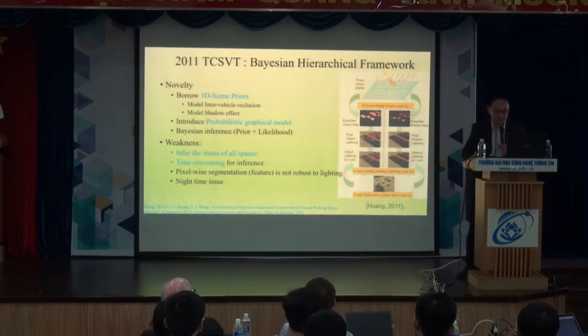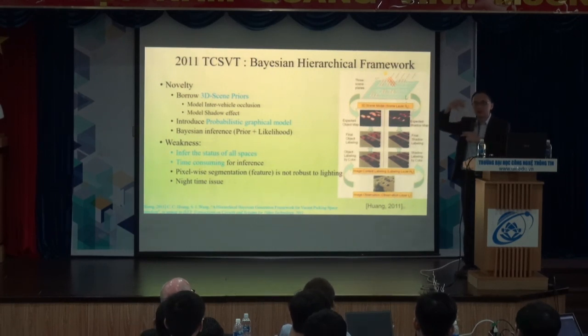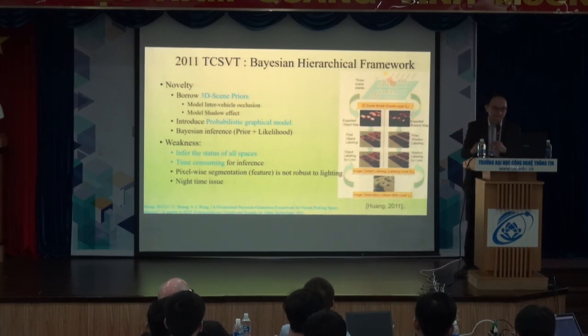You can get a segmentation from your data. You can get the expected segmentation from your models. Then you do the similarity measure between them. If they match, that means your hypothesis is right. If they don't match, now change to another hypothesis. Okay? So this is the idea.